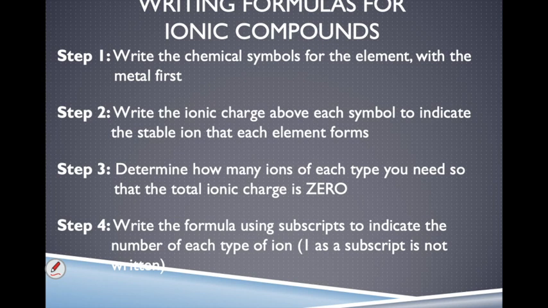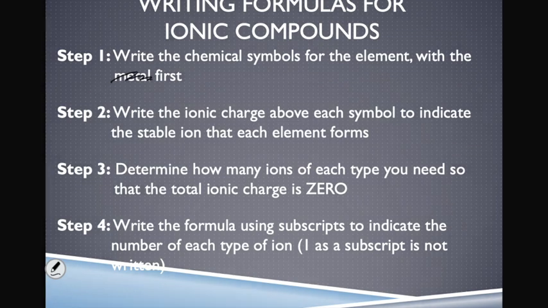4 steps to writing formulas for ionic compounds. Okay, you'll need your periodic table, unless you have it memorized. First thing we need to do is write the chemical symbols for each element, with the metal written first. Let's make this a little bit more sciencey. Let's go with the cation written first.